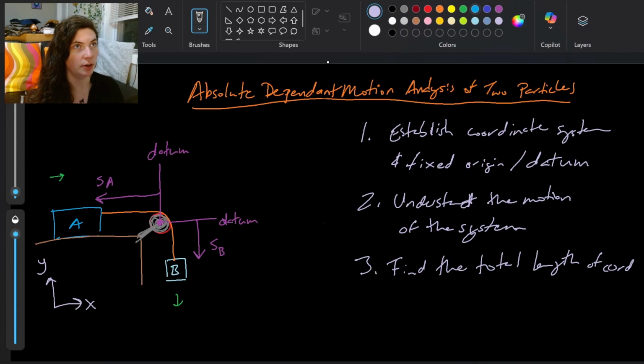As we said in our video there, we have SB, which is changing. This length of rope from the datum to B is changing. That section is SB. Let me put it over here. SB is one length that we have. Another length that we have is from the datum to A, that length of rope.